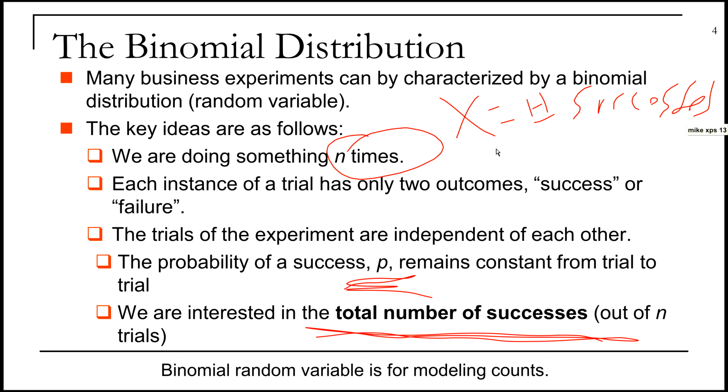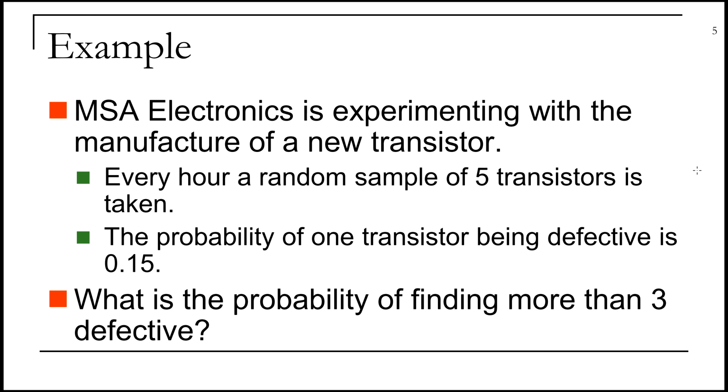And what can X take? X can take on the value of 0, you saw no successes, 1, 2, up to n, all successes. And we want to model X. We want to model the number of successes on n trials. And that's called a binomial random variable.